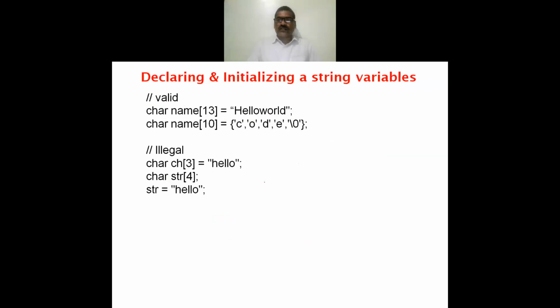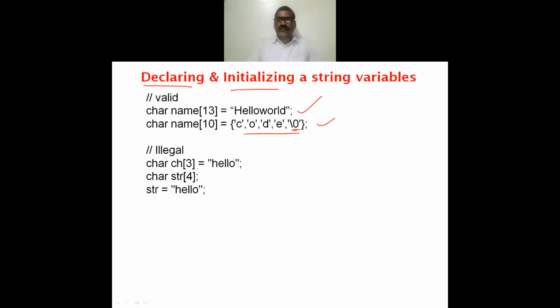Then coming to this, what are the different valid declarations and initializations of a string variable? If you see char name of 13 is equal to hello world, this is a valid declaration as well as initialization. Char name of 10 is equal to CODE backslash 0 is what we call character by character initialization. The other is a string initialization. When initializing character by character, this backslash 0 is mandatory. But when initializing in string form, this backslash 0 is implicitly inserted by the compiler.